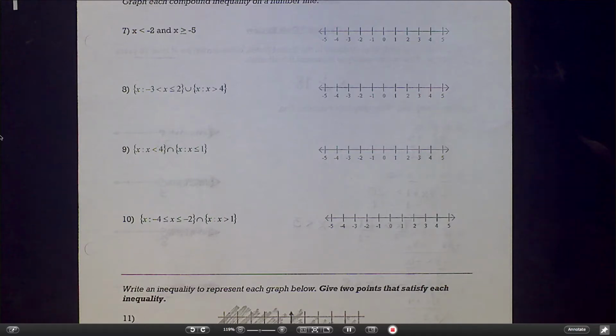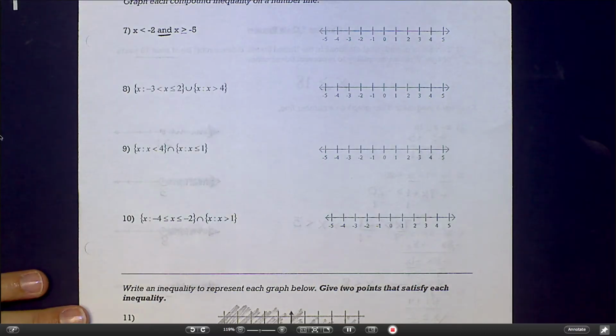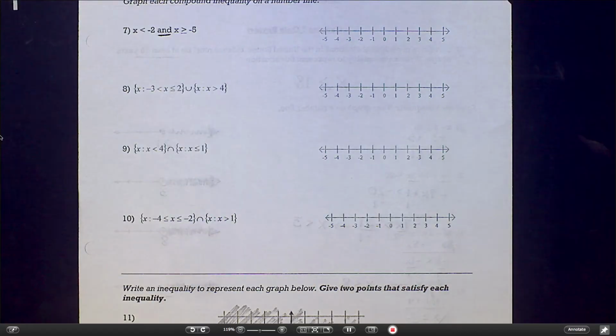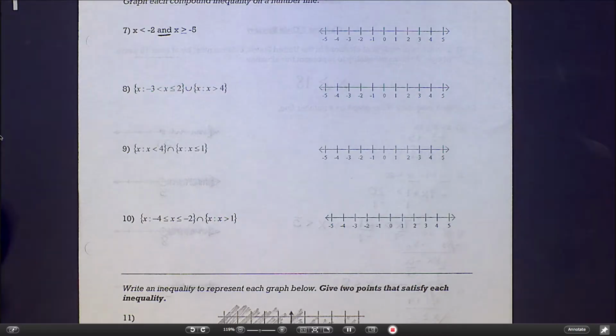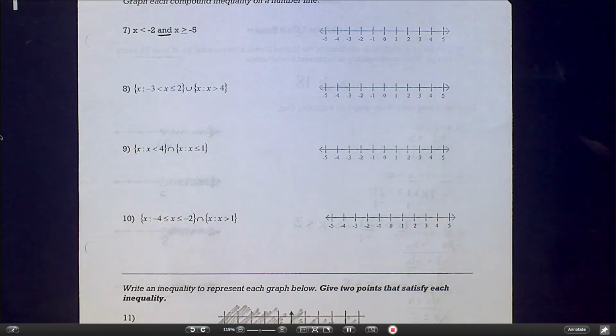And I'm just asking you to put these things on a number line. So with number 7, the first thing I notice is that this word in the middle is "and," and that's important. If it's "and," that means that you're looking for the overlap or the intersection of these two things, which means I don't want to put both of these on the number line at the same time. I want to figure out where these things are going to cross. Now, some of you may be able to just figure that out on your own, but if you're like me, you like to see it before you actually put your answer down.